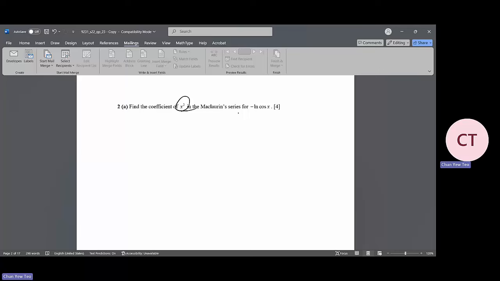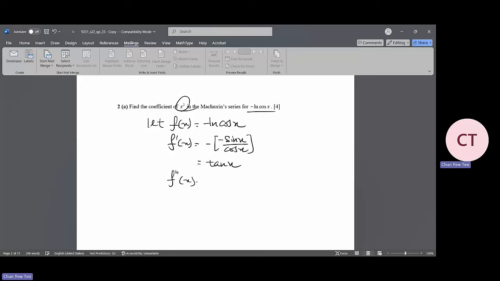Find the coefficient of x squared in the Maclaurin series for negative ln cos x. Firstly, we let f(x) equal to negative ln cos x. Differentiate for the first time, you get negative sine x over cos x, then you get positive tangent x. Differentiate for the second time, you get secant squared x. Replace the 0 inside, you get negative ln 1.